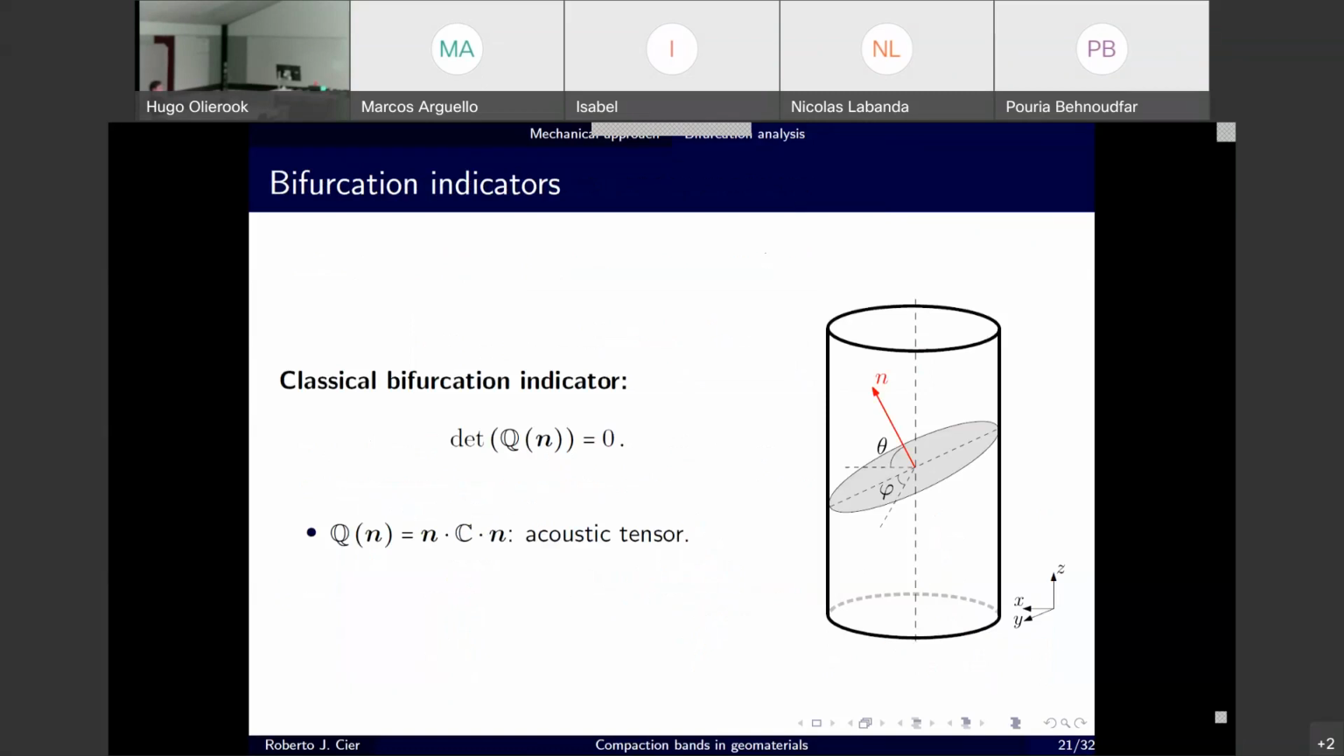Now, in terms of bifurcation or localization indicators, the classical ones are all related to the acoustic tensor, which is basically a way to express the orientation of the localization plane. And we solved this eigenvalue problem in order to find what's going on with the orientation or the angle of this plane.